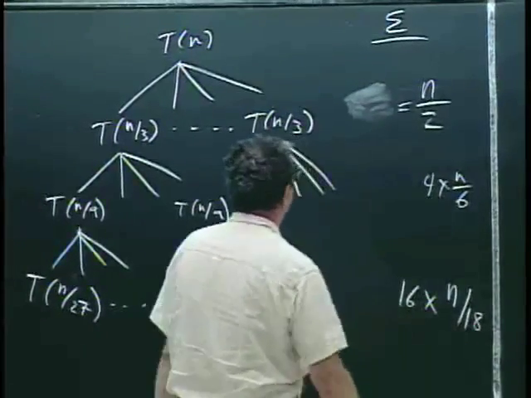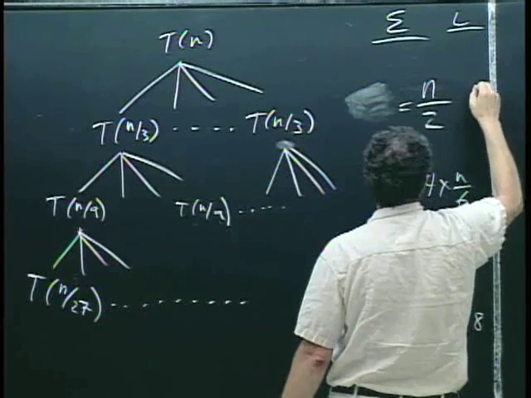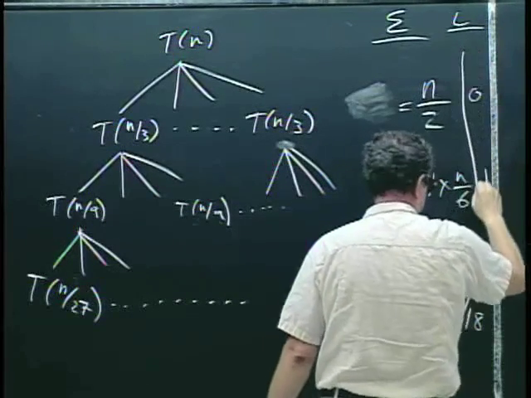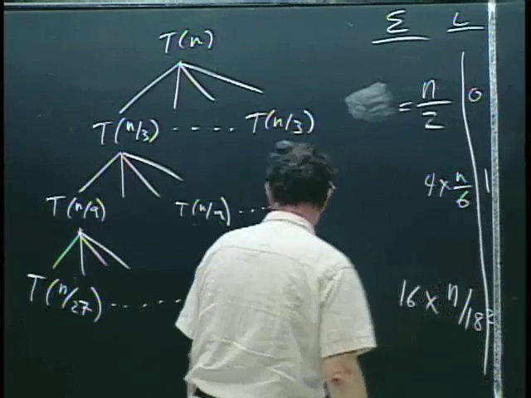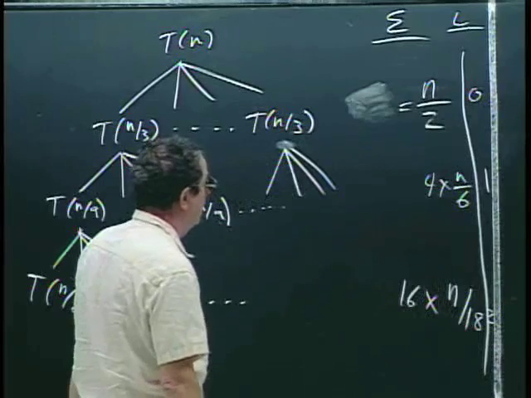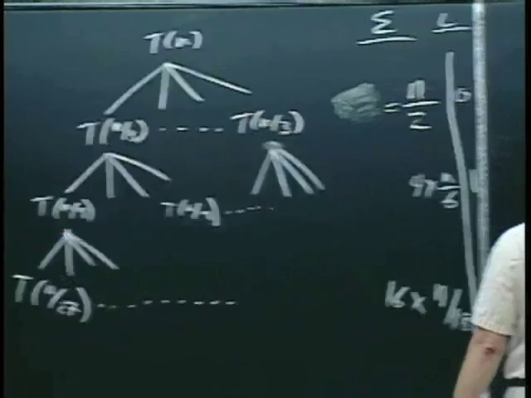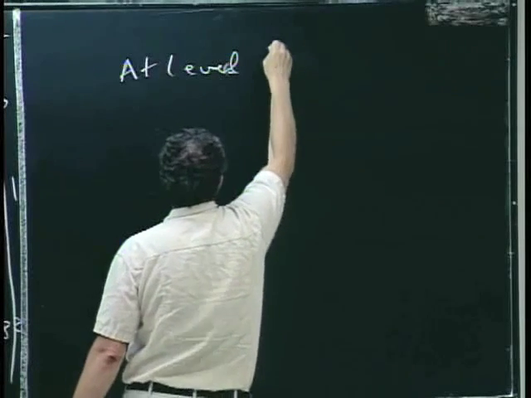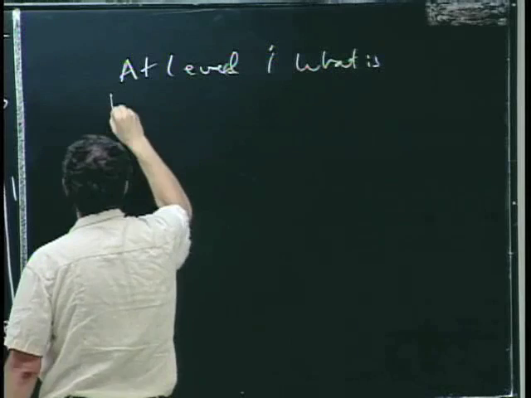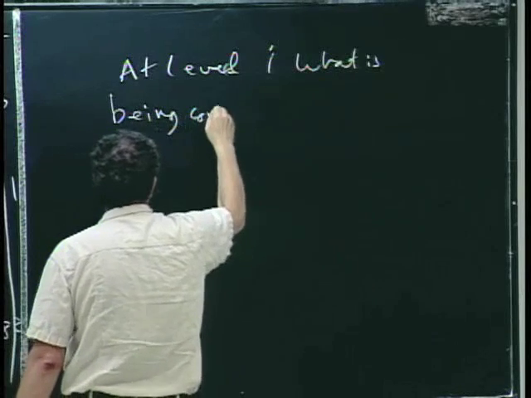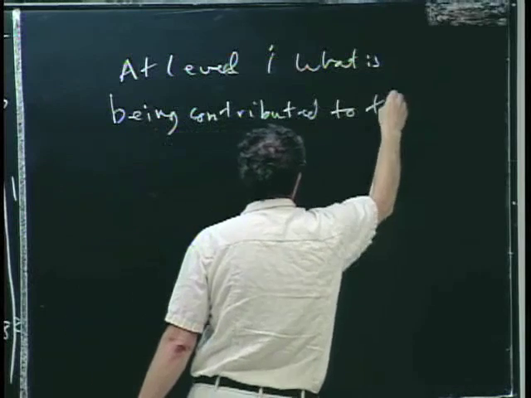Okay, so what's the pattern? Let me call this level 0. Level 1, level 2, etc. And what is being added, what's being left behind at level i? At level i, what is being contributed to the sum?